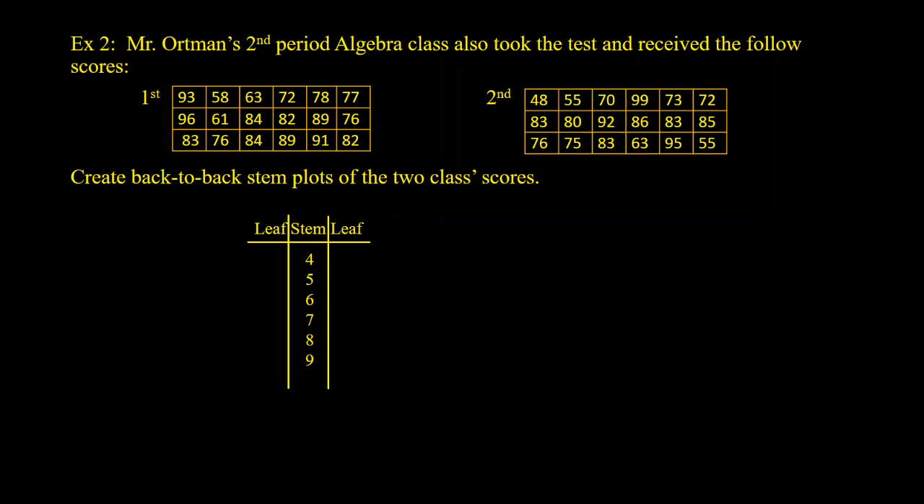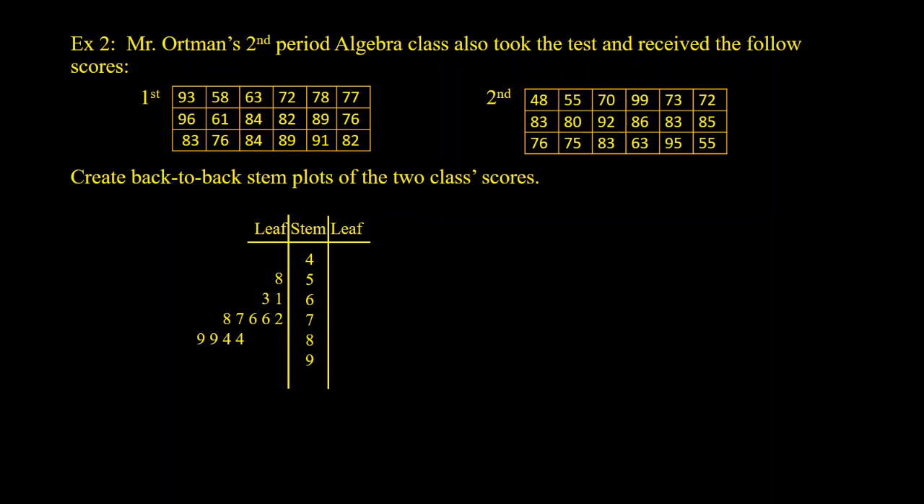In the 50s, I have just 58, so I'm going to have an 8 for the leaf. In the 60s, I have 61 and 63, so I'm going to have a 1 and a 3. Now, these still go in order, but it's kind of like a mirrored image. So for 61, 1 is going to be closer to the 6, then the 3 is going to be on the left. For the 70s, I'm going to have a 2, and then a 6, 7, and 8 on the left. So it's like a mirror image in this case.